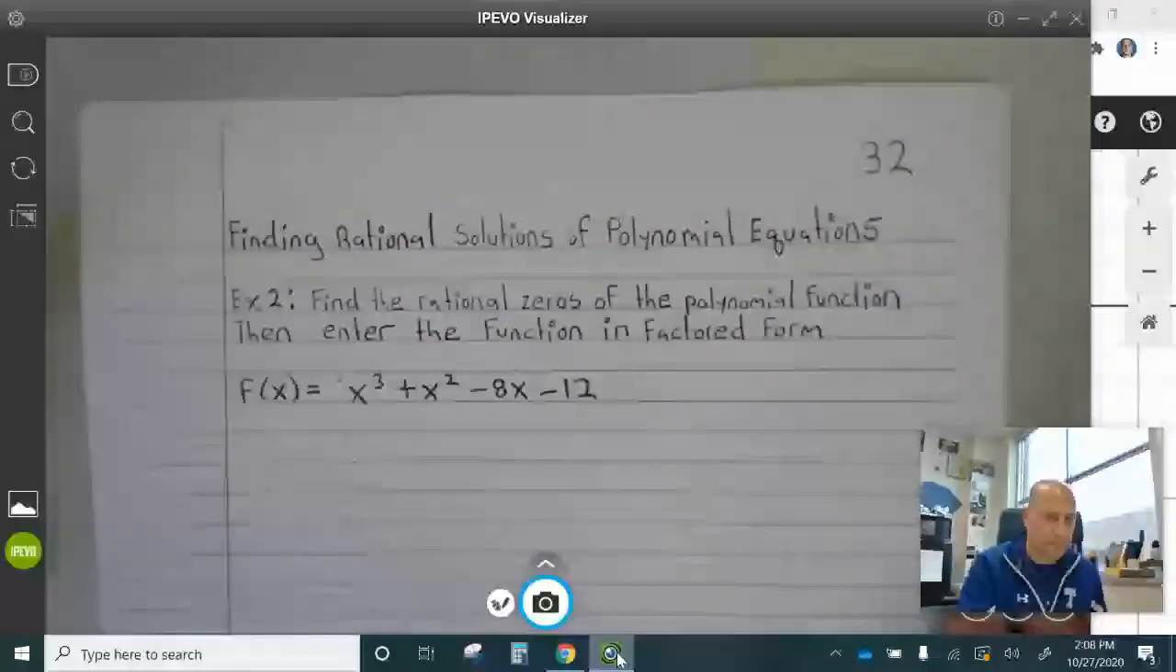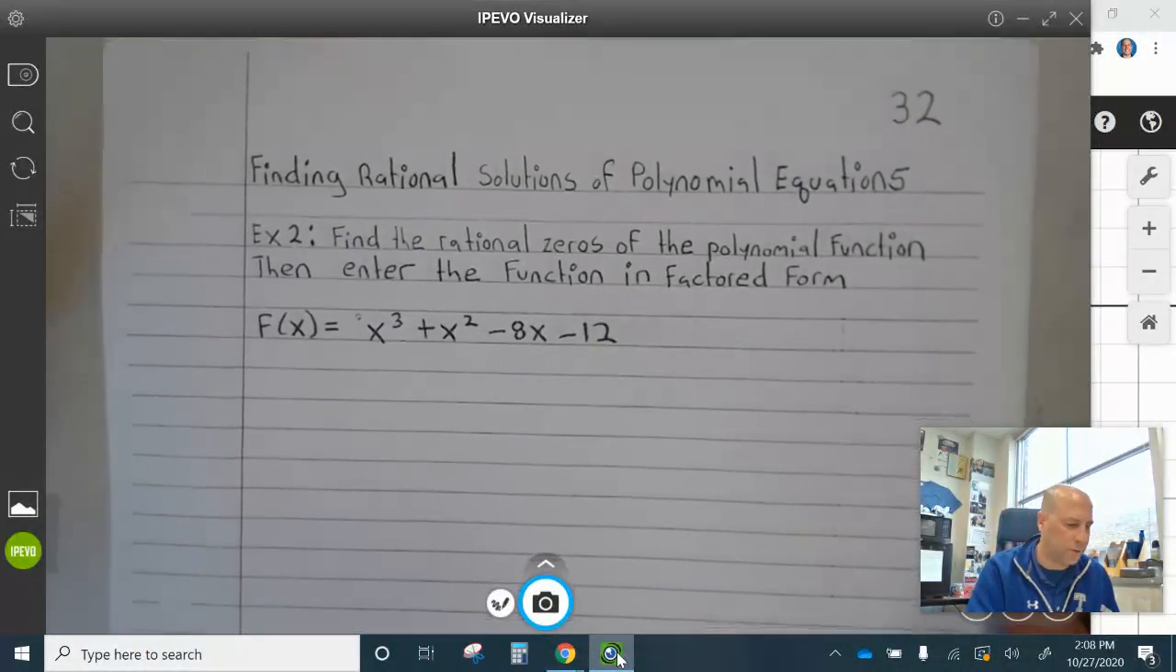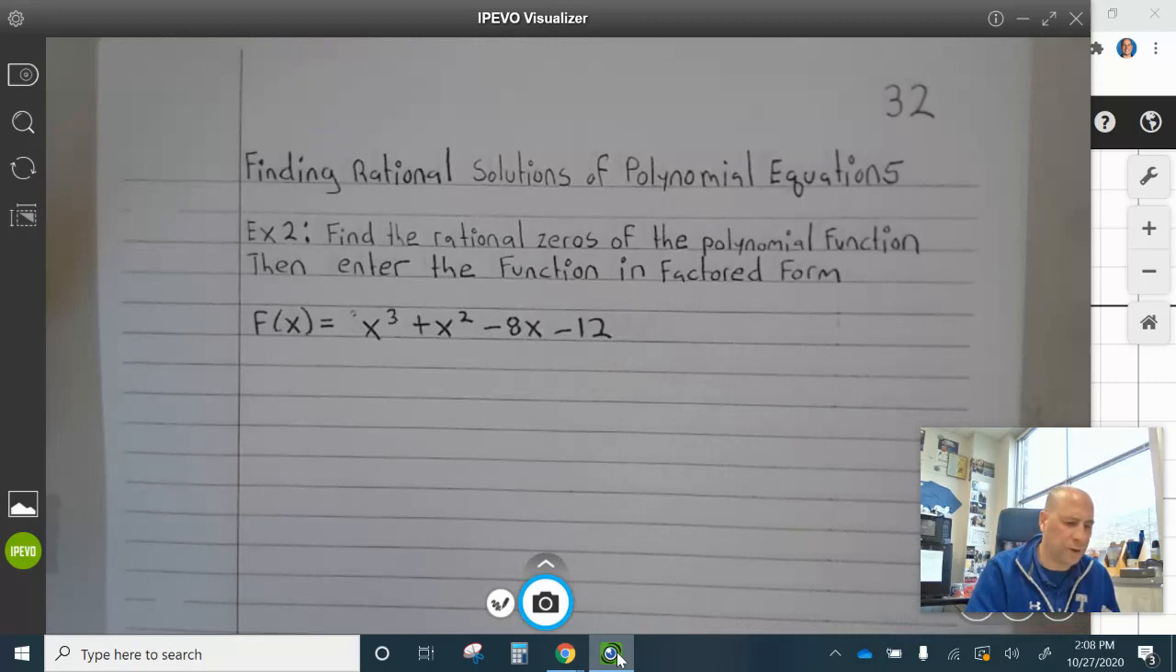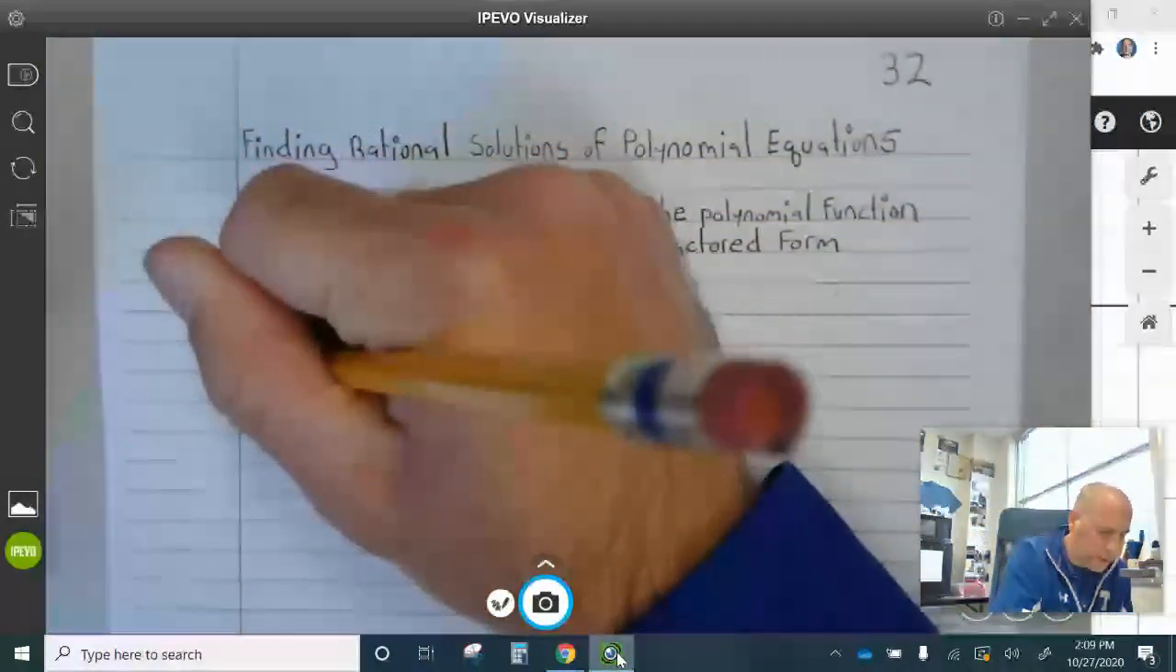Now finding journal page 32, finding rational solutions of polynomial equations. Example 2: find the rational zeros of the polynomial function, then enter the function in factored form. Okay, so first we need to find the m and the n.